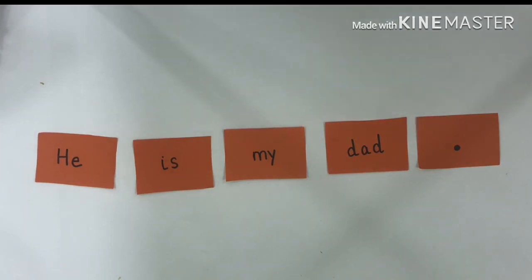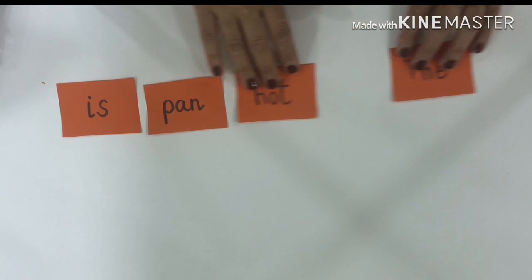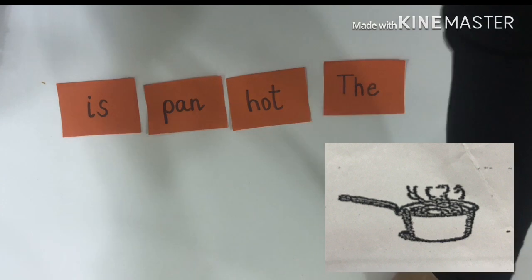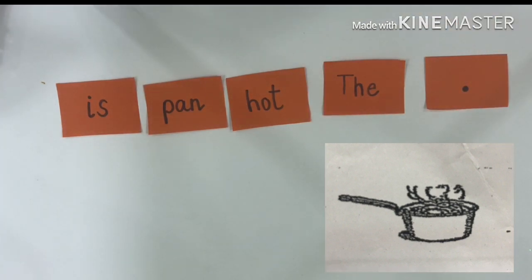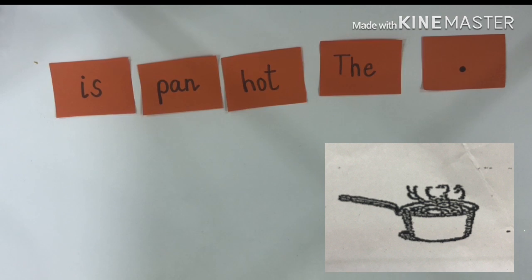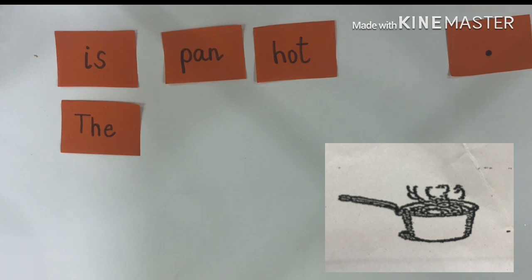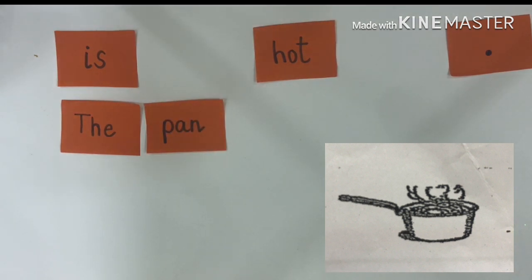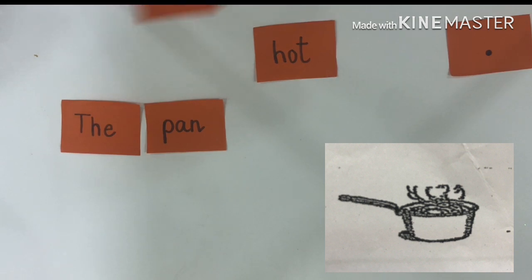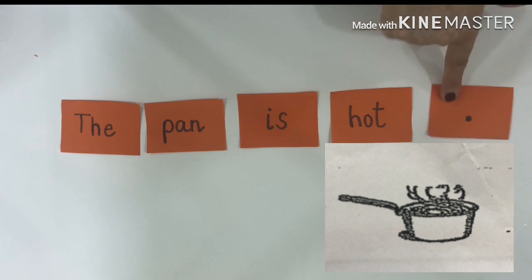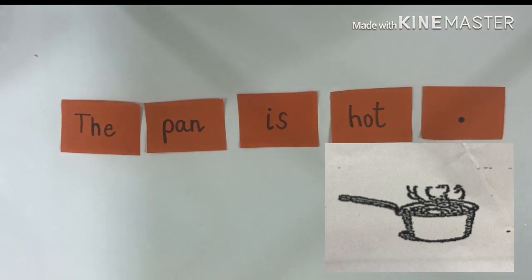Let's look at another example. Is, pan, hot, the. The first capital letter is The. So that would be the start of the sentence. Now the picture shows a pan. So, the pan. And what does the pan show? Let's imagine. Yes, it's showing that it's hot. So the pan is hot. And when you put the full stop, it completes the sentence. The pan is hot.